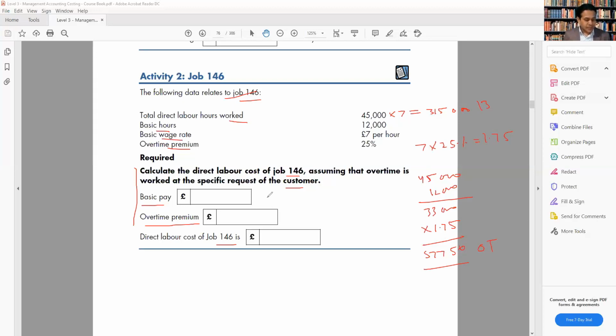If I add the two, that will give me the total cost. So let's write the basic pay, 315,000, the overtime 57,750, and the total is 372,750. That's really easy. All I have to do is multiply the total hours by the rates for the overtime and the basic pay. If I add these two, that will give me the total. Any question from here before we move to the next one? All right, let's move on.